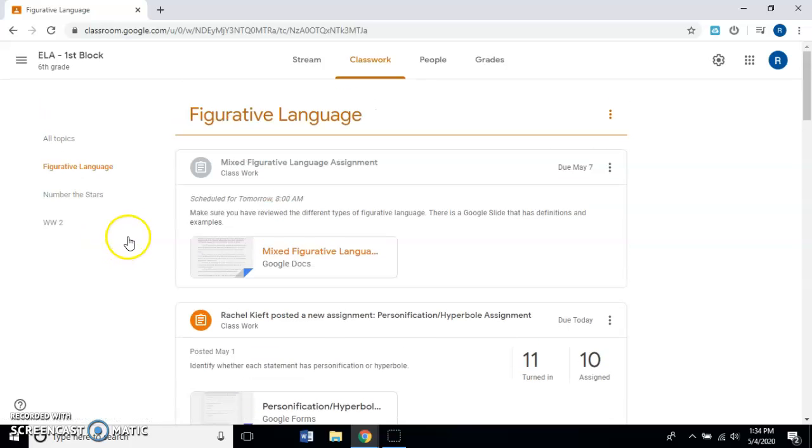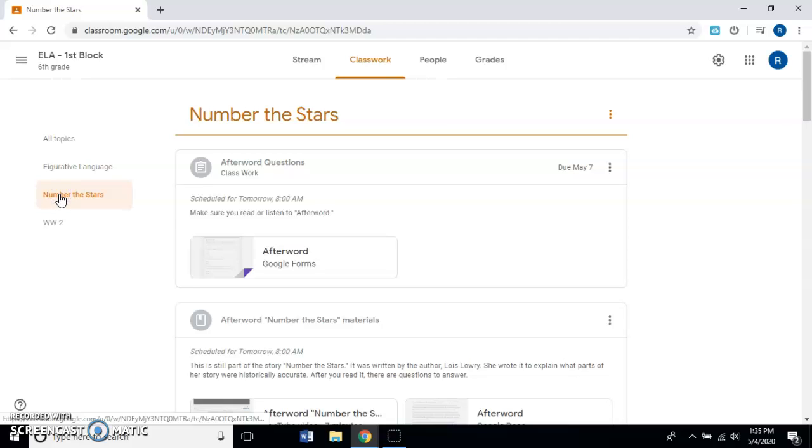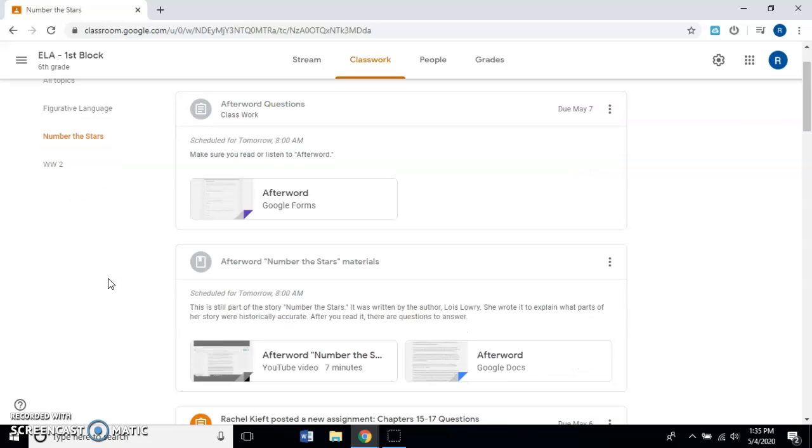Yesterday, you read chapter 17, which was technically the last chapter in Number the Stars, but the author did one more thing after that. She wrote what's called an afterword. And an afterword is extra information that the author gives. Lois Lowry decided to add this at the end. It was a way for her to explain what parts of her story were historically accurate. So as you know, you've got that choice. You can listen to the story or listen to the afterword, or you can read it on your own.